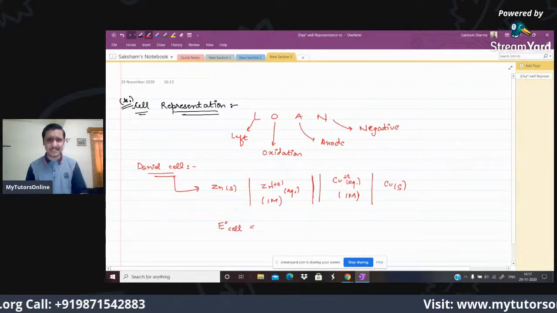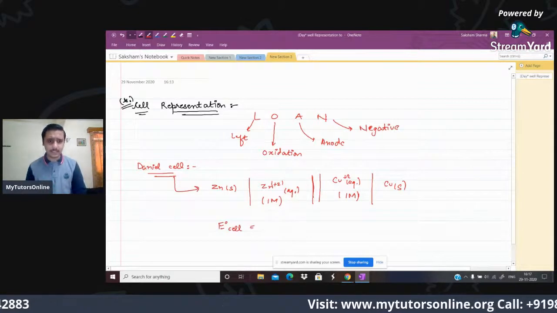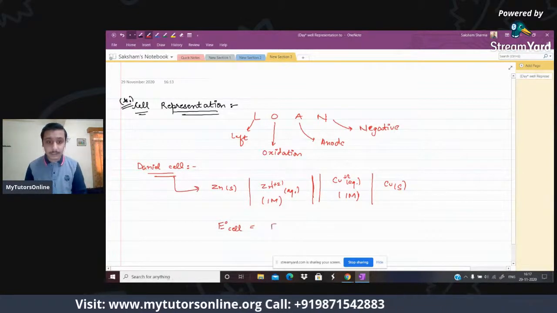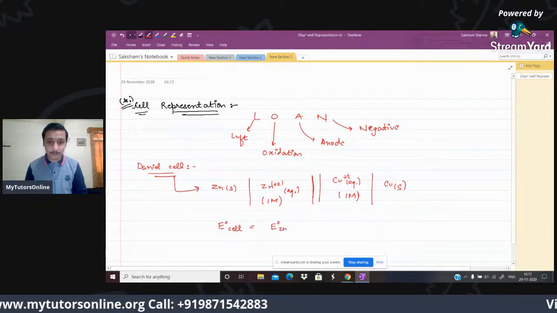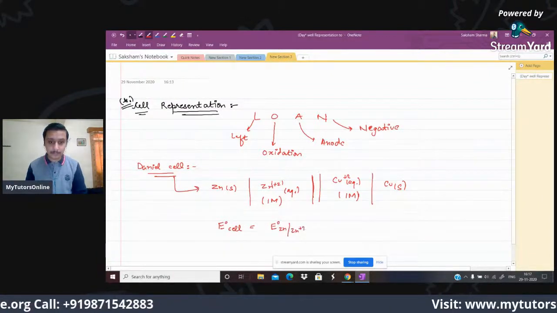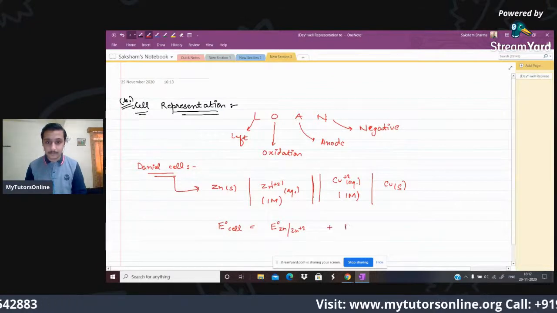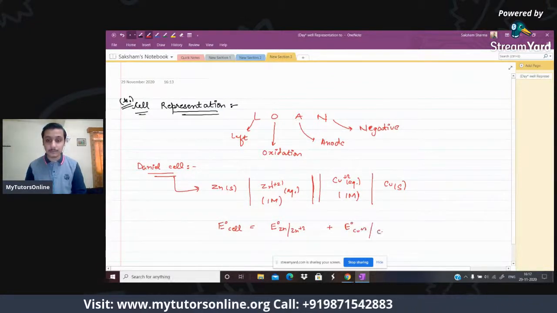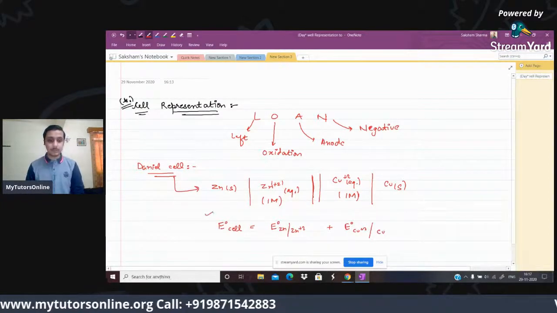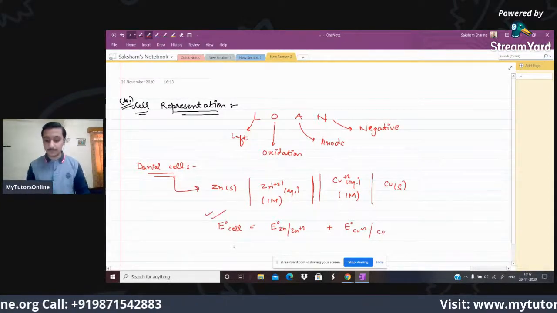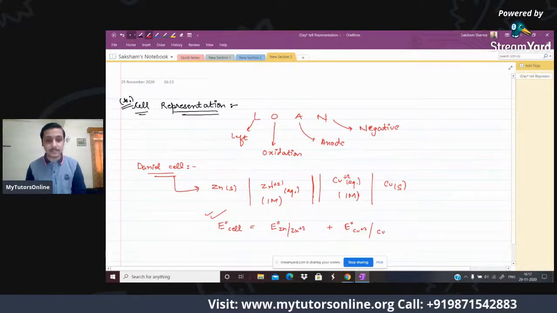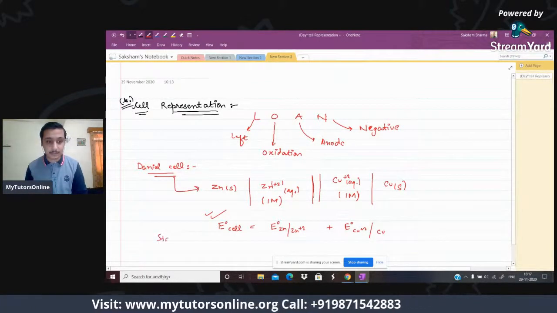So I will generalize this first for the case of the Daniell cell. For the Daniell cell, your E naught cell equals E naught Zn to Zn plus 2 plus E naught Cu plus 2 to Cu. So this is your basic generalized formula. Now, what does this E naught cell represent? This represents your standard electrode potential.